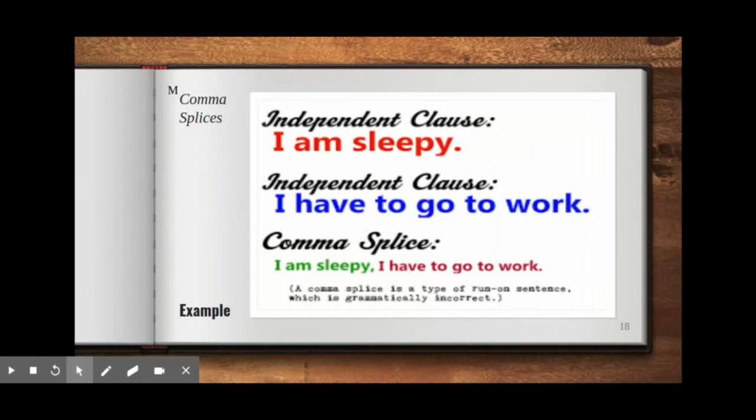To finish off our presentation, we have another example for you guys. The first independent clause is I am sleepy, and the second one is I have to go to work. If we put both of them together and add a comma, it makes a comma splice. I am sleepy, I have to go to work.